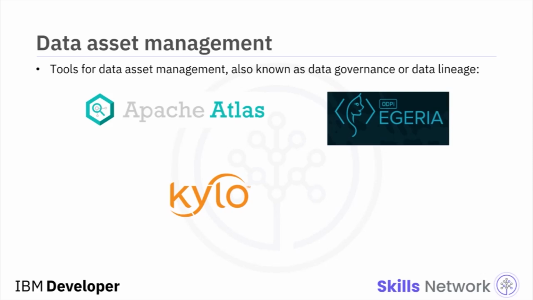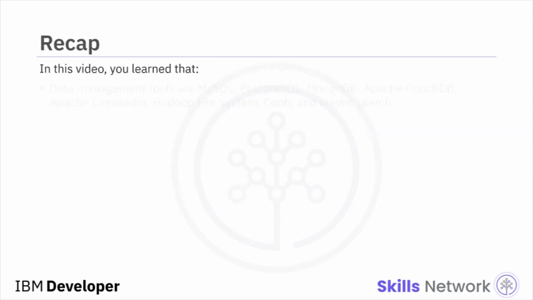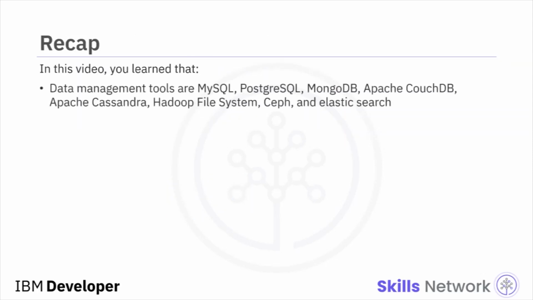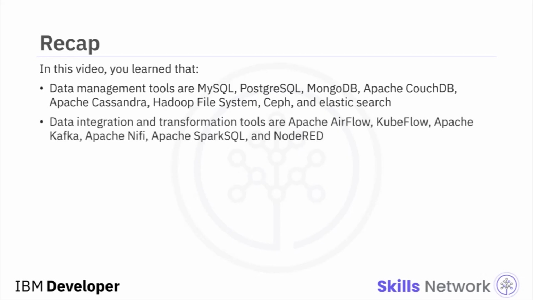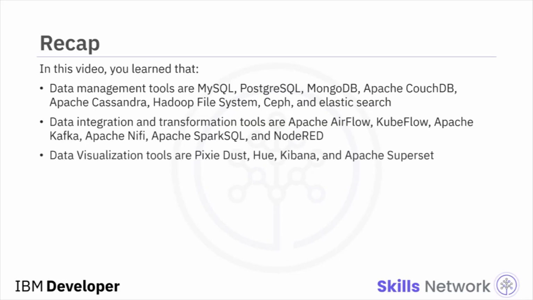In this video, you learned that data management tools are MySQL, PostgreSQL, MongoDB, Apache CouchDB, Apache Cassandra, Hadoop File System, Ceph, and Elasticsearch. Data integration and transformation tools are Apache Airflow, Kubeflow, Apache Kafka, Apache NiFi, Apache Spark SQL, and Node-RED. Data visualization tools are PixieDust, Hue, Kibana, and Apache Superset.